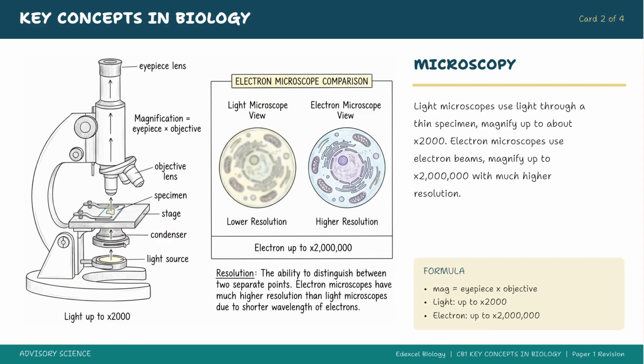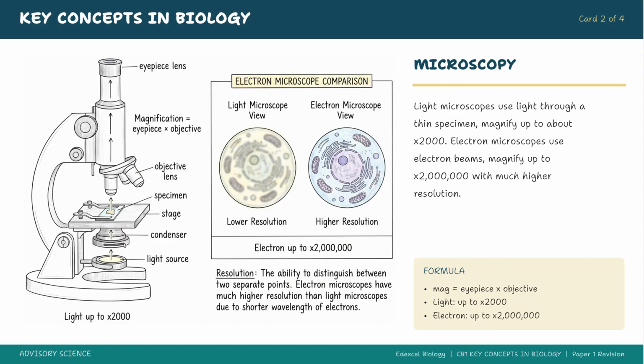Just remember that when you are doing the calculation for magnification using a microscope, there are 2 lenses, and therefore you have to think about the eyepiece lens and you multiply it by the objective lens to give you the total magnification. Light microscopes go up to about 2,000 times magnification. That's quite big.